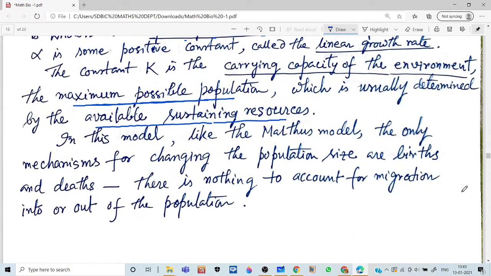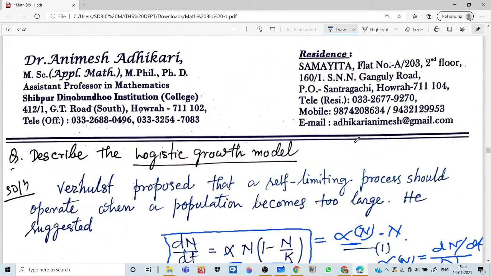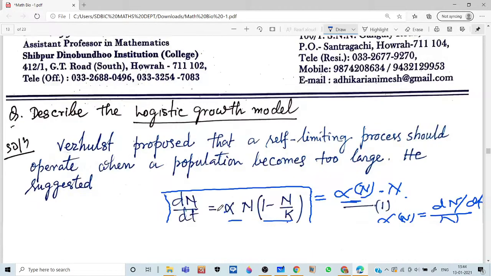In this model, like the Malthus model, the only mechanisms for changing the population size are births and deaths. There is nothing to account for migration into or out of the population: no immigration, no emigration, no output or input. Here we assume this, as we assumed in the Malthus model. This is the logistic growth model, proposed by the scientist Verhulst.